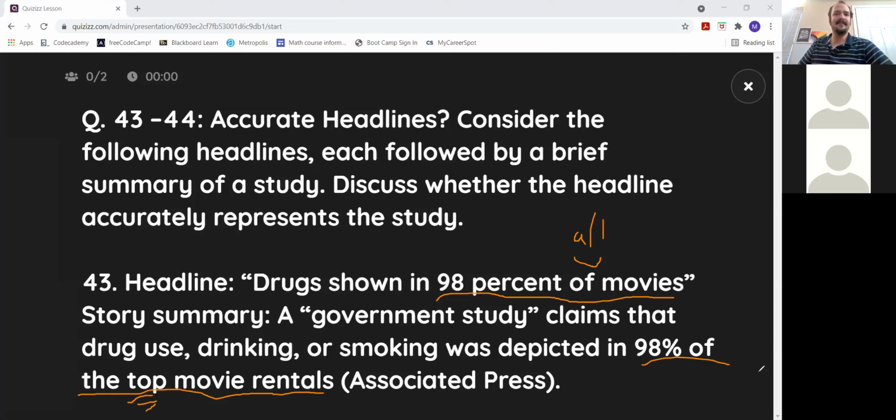Yeah, so 98% of the top movie rentals. We don't know about the other movies out there. If we take in the independent movies, it's probably more like 99.9% or something. Who knows? No, it's probably less. Drug use, drinking, and smoking, 98% of top movie rentals. Does that include cartoons? I feel like there would be more kids movies without that. Some of those old cartoons had drinking and smoking and stuff in them, so I don't know.